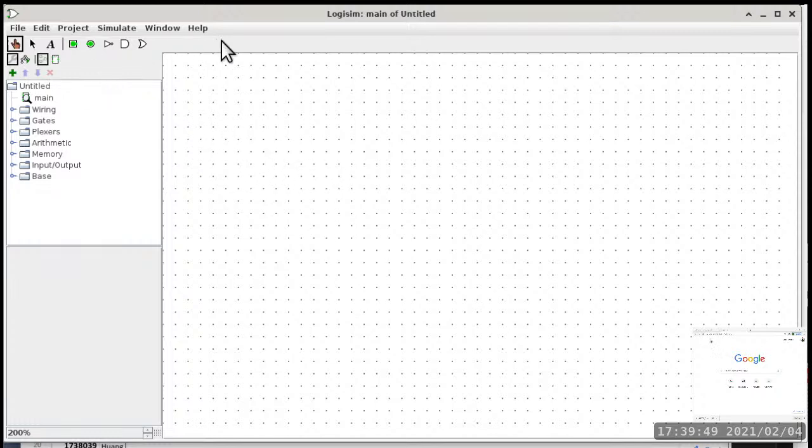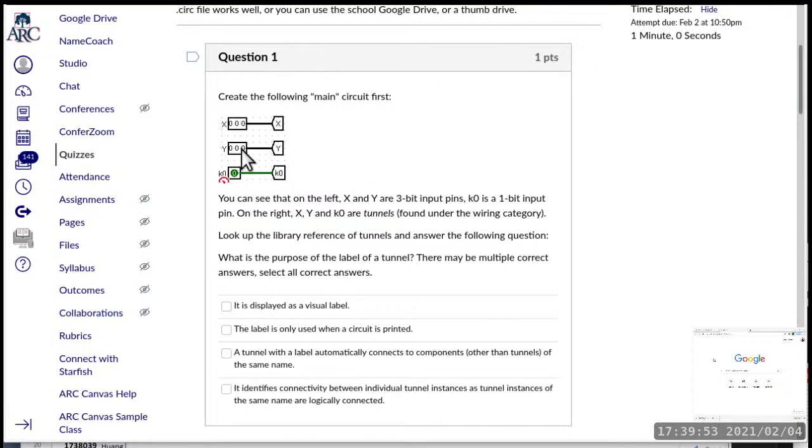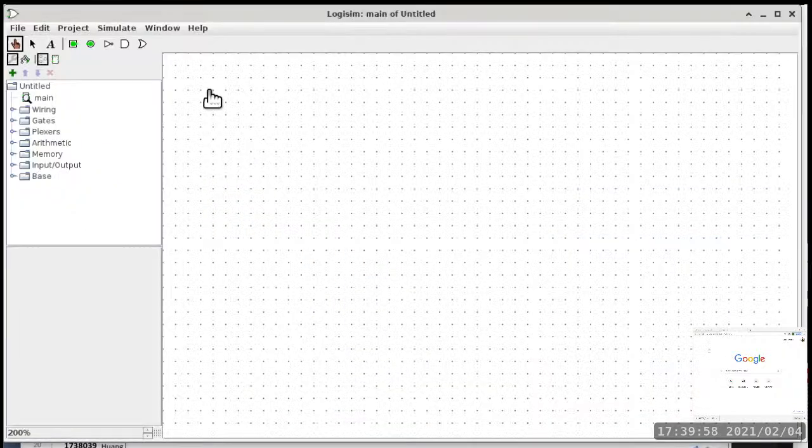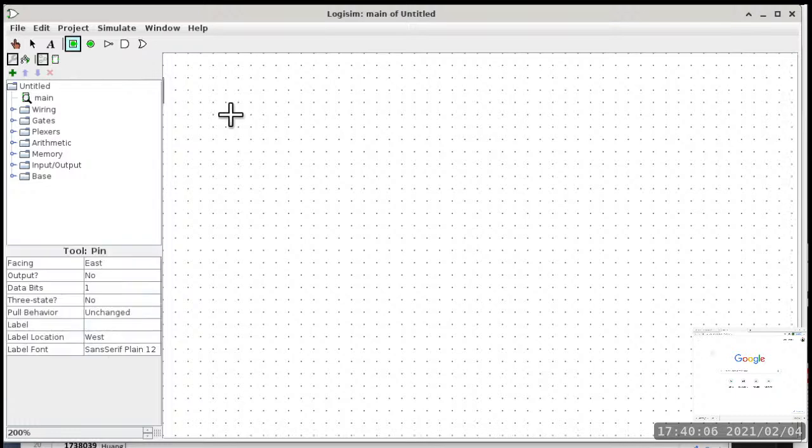All right, so we'll first follow the instructions of the lab and create these elements in Logisim. So we'll pick up the pins. First of all, it's good to pick up the pins from the toolbar because they already have the right settings in it. So it's good to pick up the input pins. We need 3 input pins.